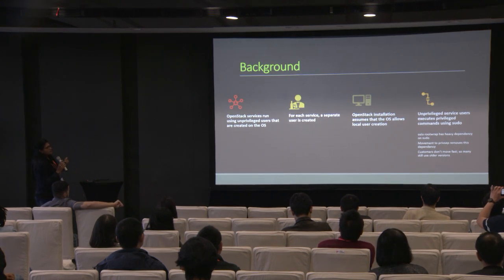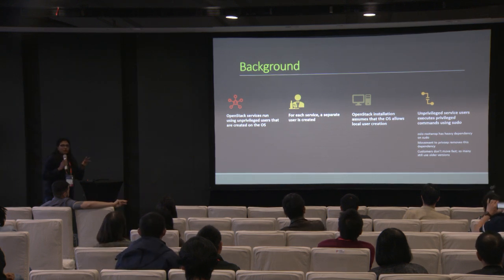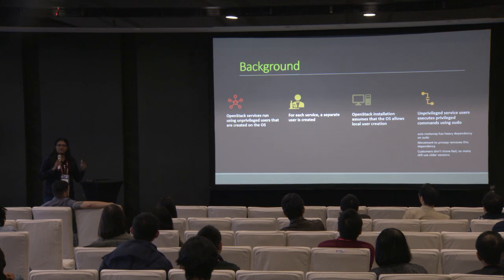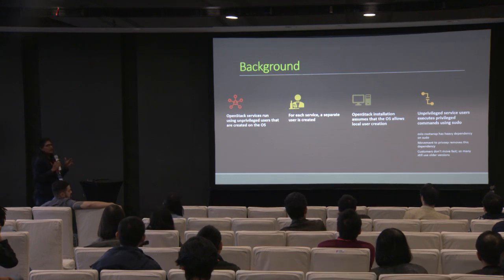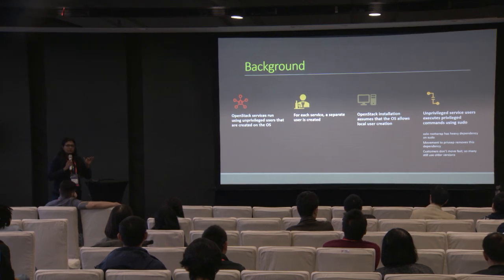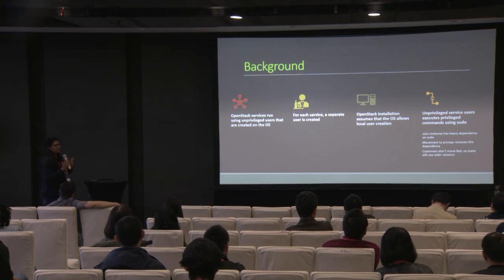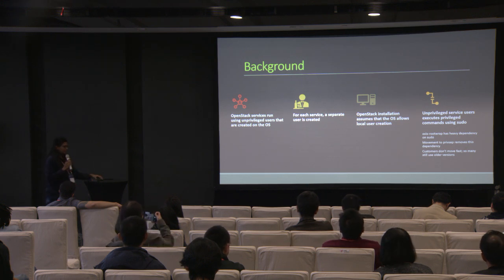Unprivileged service users execute privilege commands using sudo. So when your service is running, let's say Nova service is running and it needs to run a privilege command, there was root trap and there's a lot of work on privsep also happening. But there's this assumption that the sudo utility is going to be around and you can use sudo to run a privilege command, even if that means to actually initialize privsep.